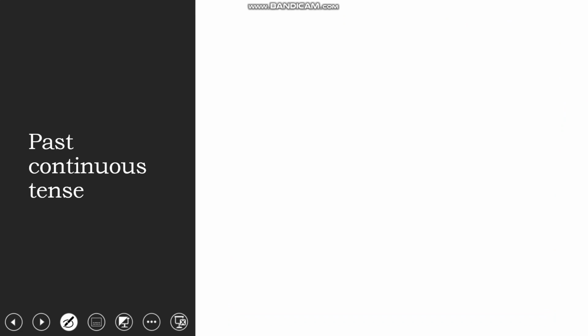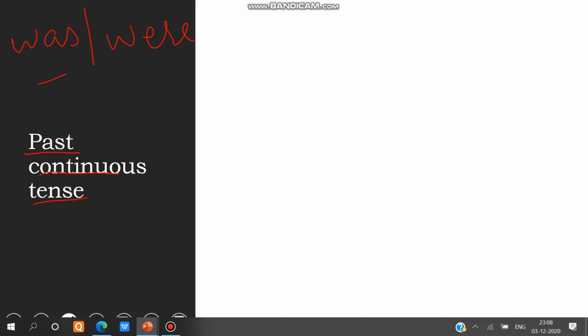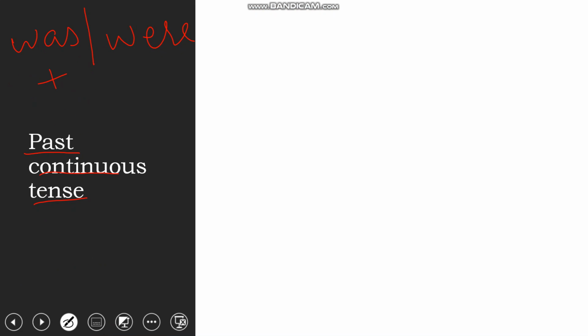Now we will do past continuous tense. As the word itself says, past continuous tense, the sentence is going to be in past continuous tense. So in past continuous tense, we use was or were plus the ing form of the verb when you are doing the sentence. Now, when you're changing the sentence from active voice to passive voice, how would you do it? You use was or were plus being plus the past form of the verb.